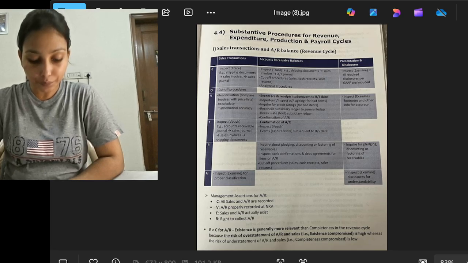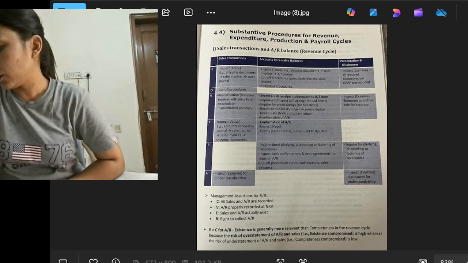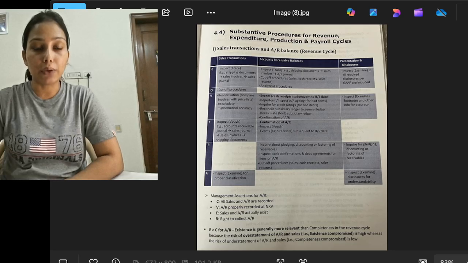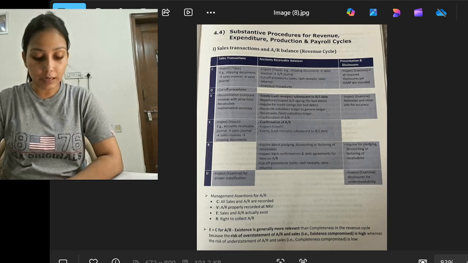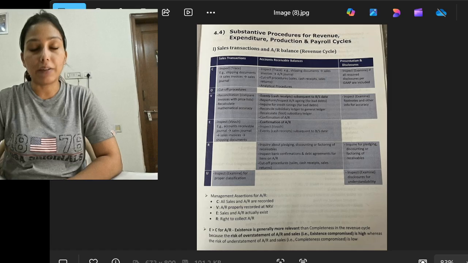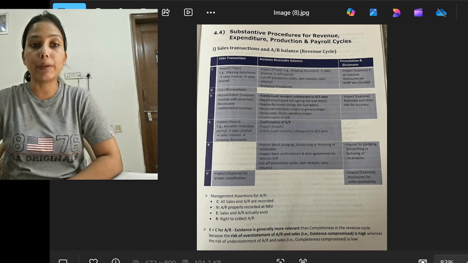After that, we perform the reconciliation, like we compare the invoices with the price list, to check whether the prices mentioned in the trial balance or in the financials are correct or not. After that, we recalculate the mathematical accuracy, that the calculation of the sales and gross profit are all accurate or not. After that, we inspect and vouch the accounts receivable journal, sales invoice, and shipping documents. So we vouch the journal entries passed, taking samples of the documents used.